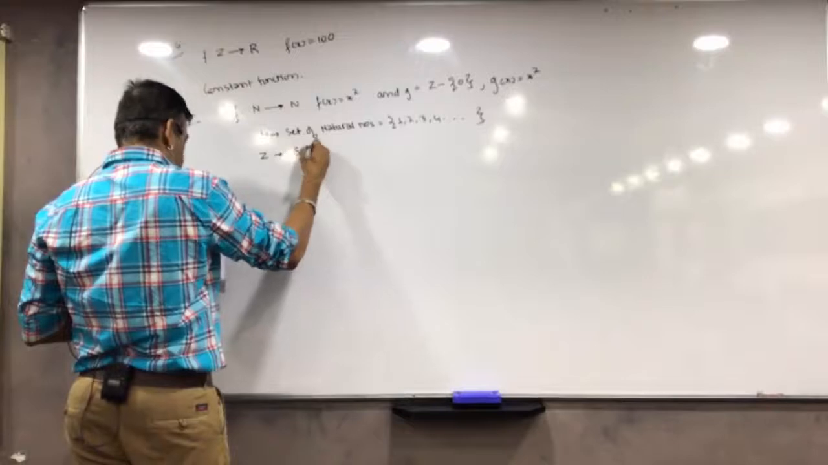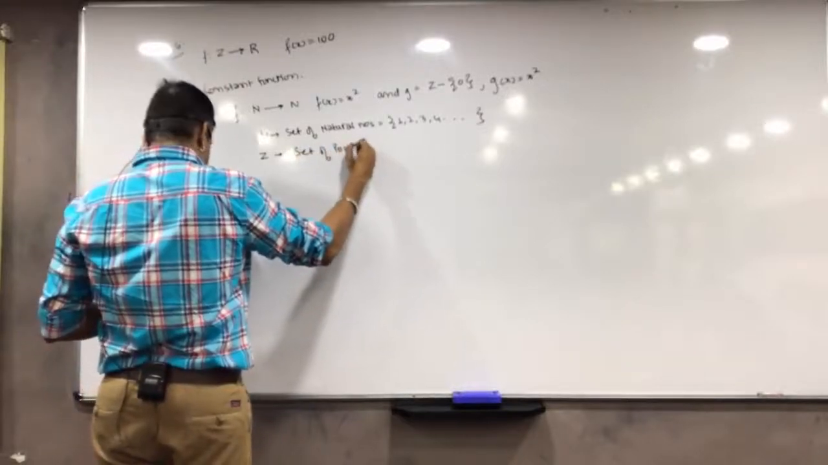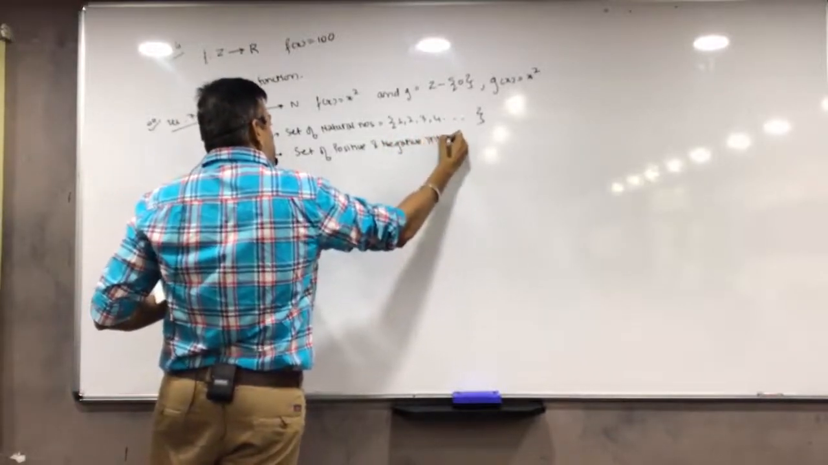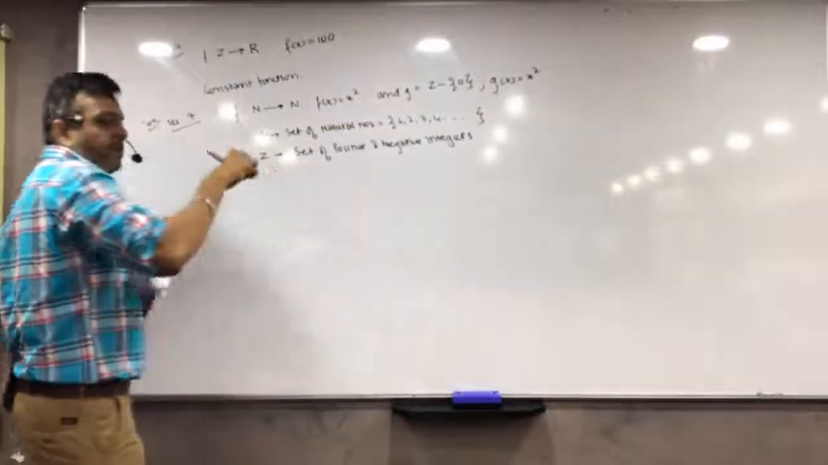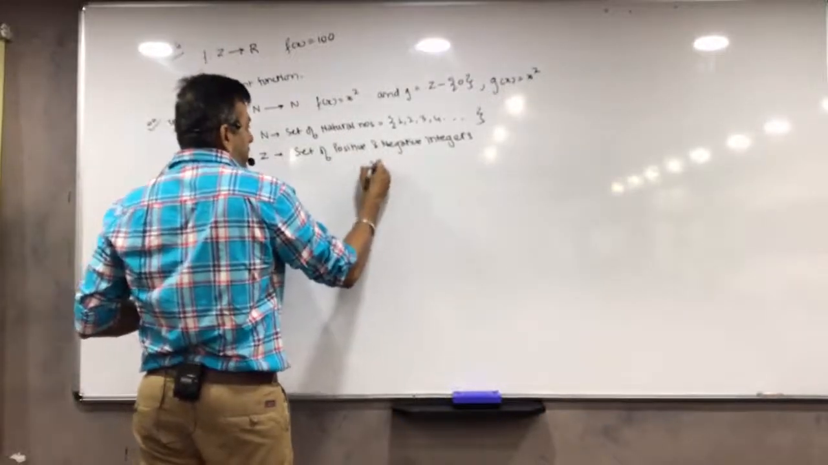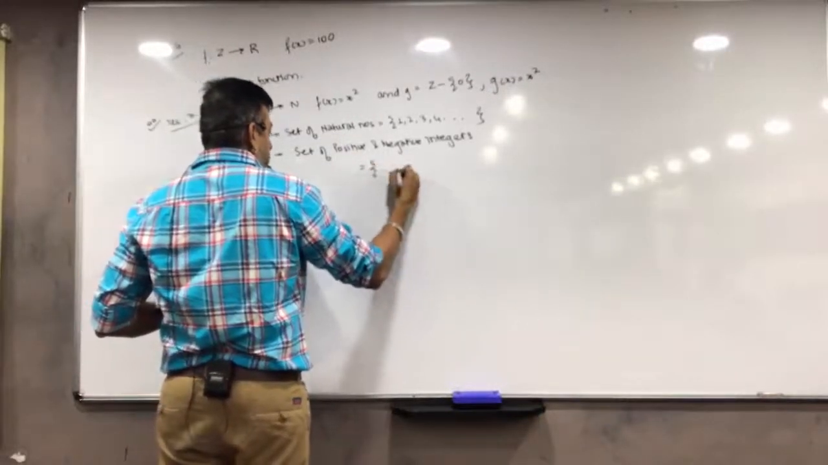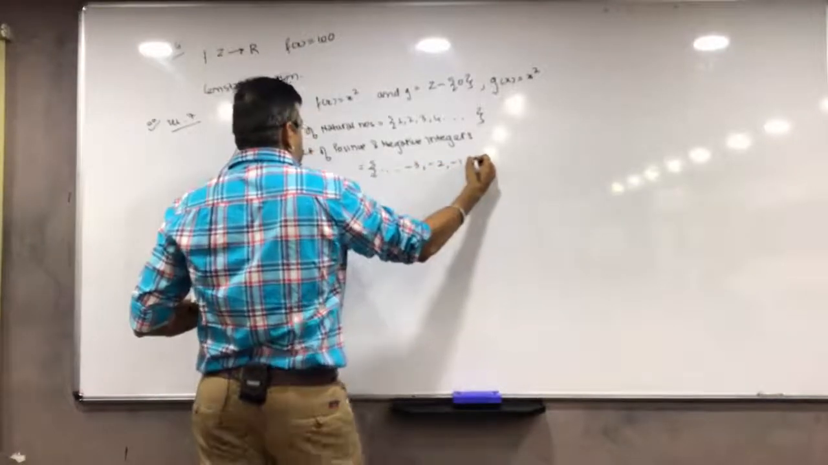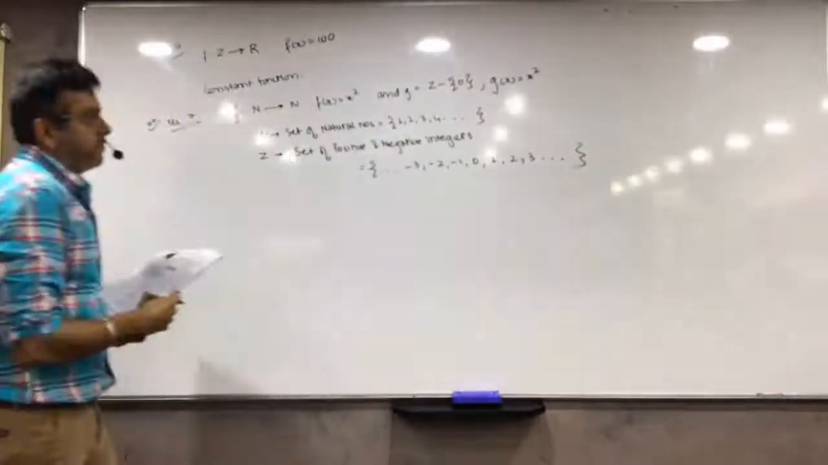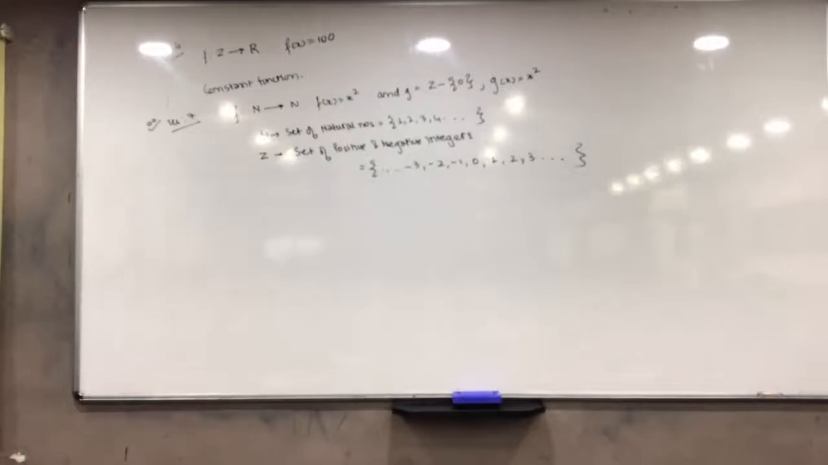Z is set of positive and negative integers. अगर ये तुम लिखोगे, तुम्हें पता है what is n, what is z, तो ही तुम रिप्लाई दे पाओगे. Positive and negative integers, which is dot dot dot, minus 3, minus 2, minus 1, 0, 1, 2, 3. Zero नहीं लेना, yes, that's right.